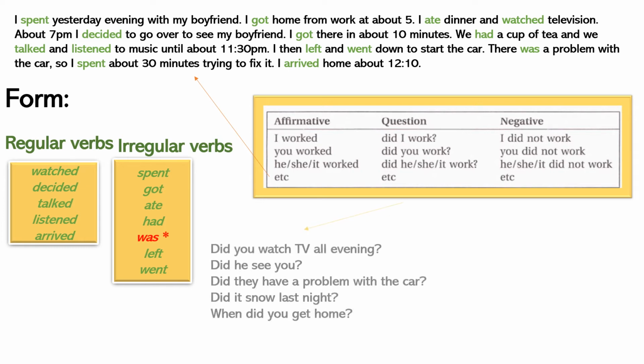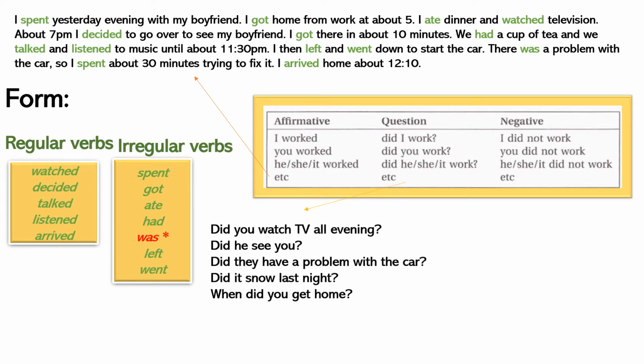Questions are formed by auxiliary verb did plus subject plus infinitive. Did I work? Did you work? Did she work? Did you watch TV all evening? Did he see you? Did they have a problem with the car? Did it snow last night? When did you get home?